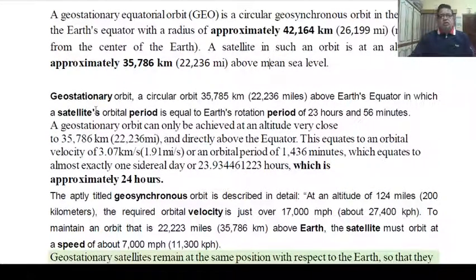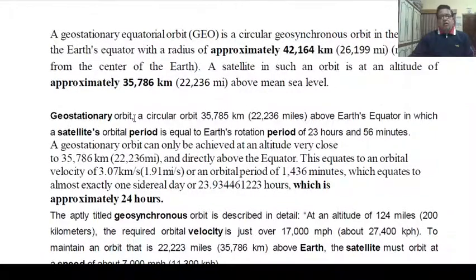velocity of geostationary satellites. In the next part, a geostationary orbit is a circular orbit 35,785 km above Earth's equator, in which a satellite's orbital period is equal to the Earth's rotation period, 23 hours and 56 minutes. There are two parts, height and orbital period of the satellite, that is equal to the Earth's rotation.